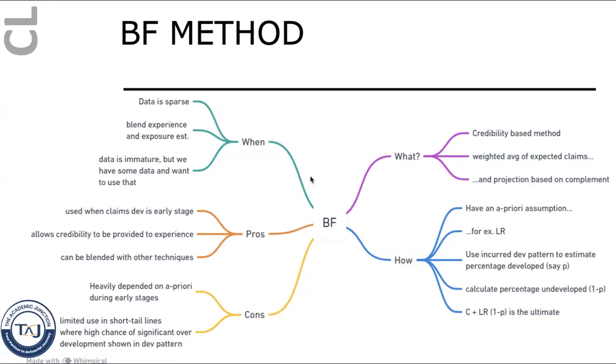But give me an overview of the approach, no? Of the BF method, the theoretical approach. How do you calculate the Bornhuetter-Ferguson estimate? If I give you an incurred triangle, a cumulative triangle, and I tell you I want you to use the Bornhuetter-Ferguson method to calculate the ultimates for this triangle, how do you go about calculating it? Tell me the steps you would take.